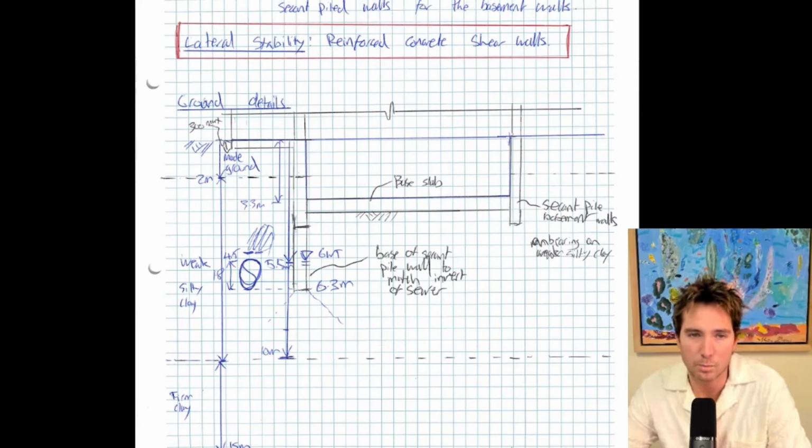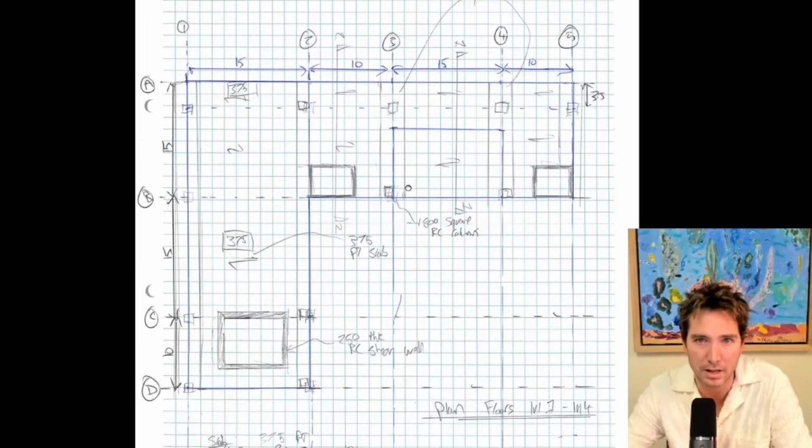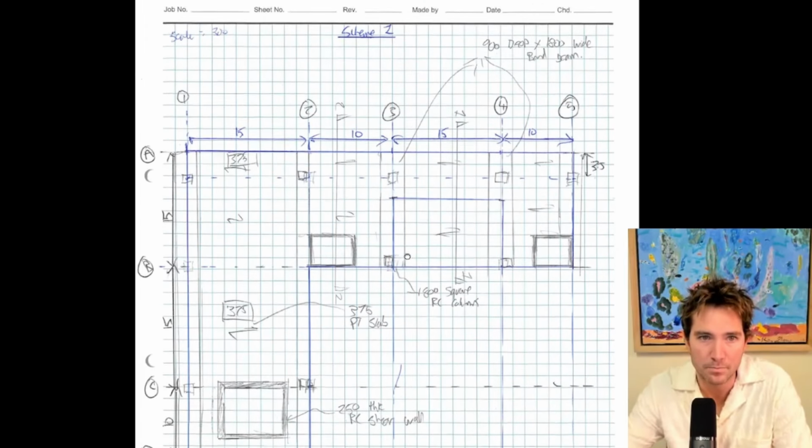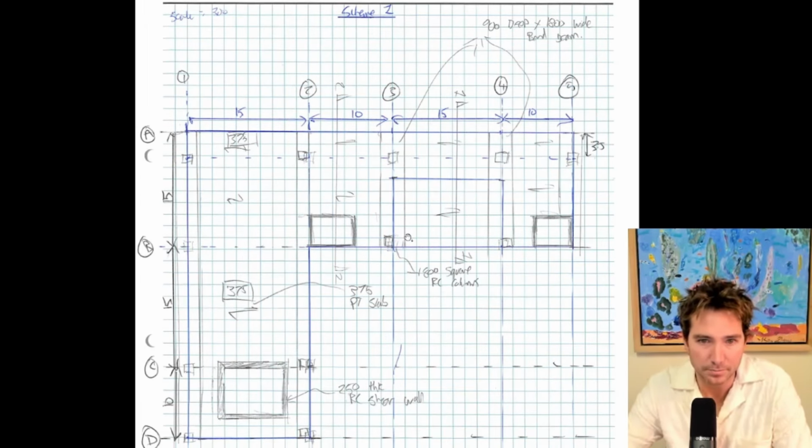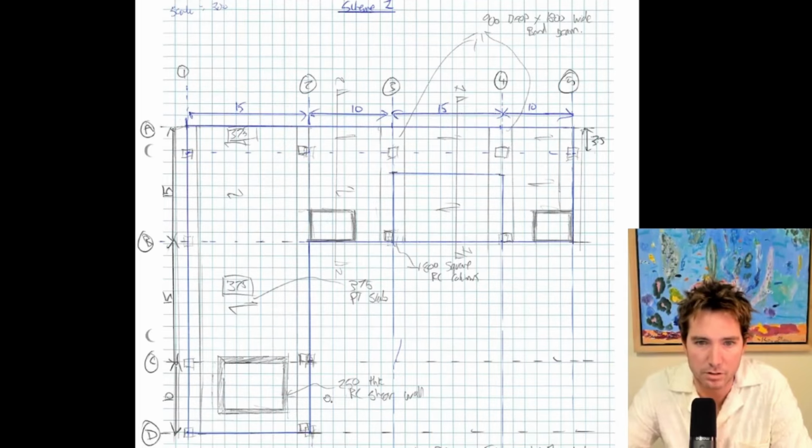So yeah, I started with the ground details. I think in hindsight I would have preferred to share what I'm about to share, the plan sketch, because it's just a bit more readable as opposed to going into this level of detail so early. So here's in plan my scheme 1. As I mentioned, I'm using PT band beams with one-way PT slabs and reinforced concrete shear walls.